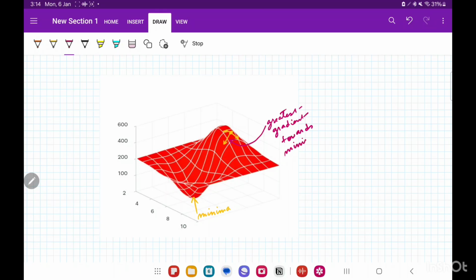The updation rule essentially means that you take small steps in the direction that brings you closer to the valley at the fastest possible rate. Where the gradient is highest, the gradient is highest towards the minima. That's basically what it is doing.